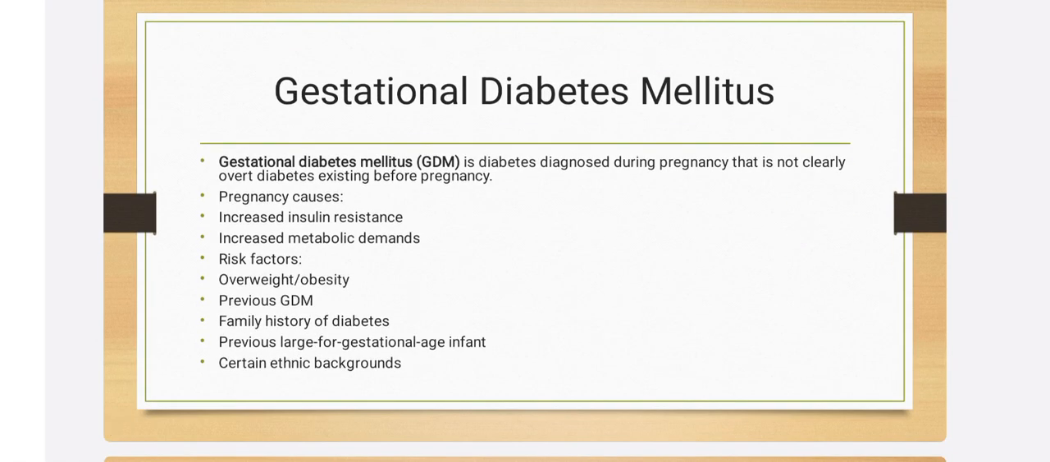Next, the third category is gestational diabetes mellitus. Gestational diabetes refers to diabetes diagnosed during pregnancy that is not clearly pre-existing diabetes. During pregnancy, several hormonal changes occur. One important change is an increase in insulin resistance, particularly as pregnancy progresses. Normally, the pancreas compensates for this increased insulin resistance by producing more insulin. However, in some women, the pancreas cannot compensate adequately. As a result, blood glucose increases and gestational diabetes develops.